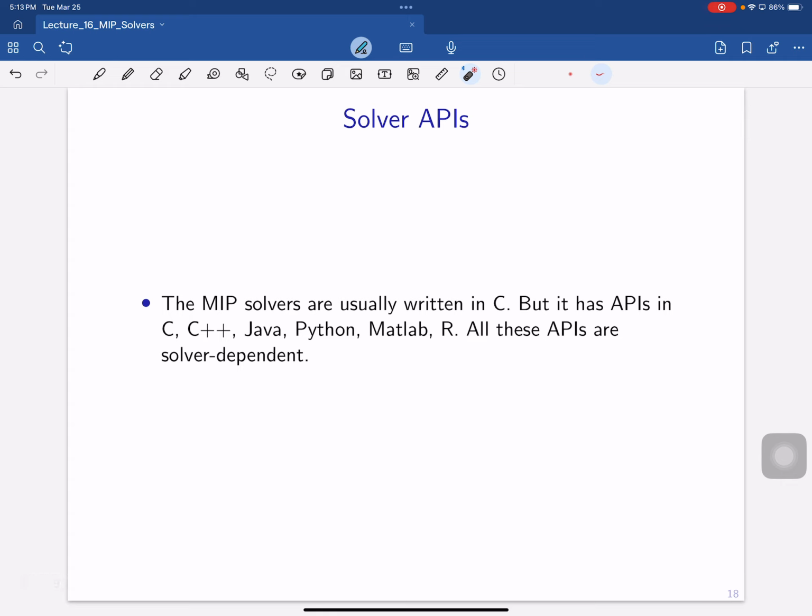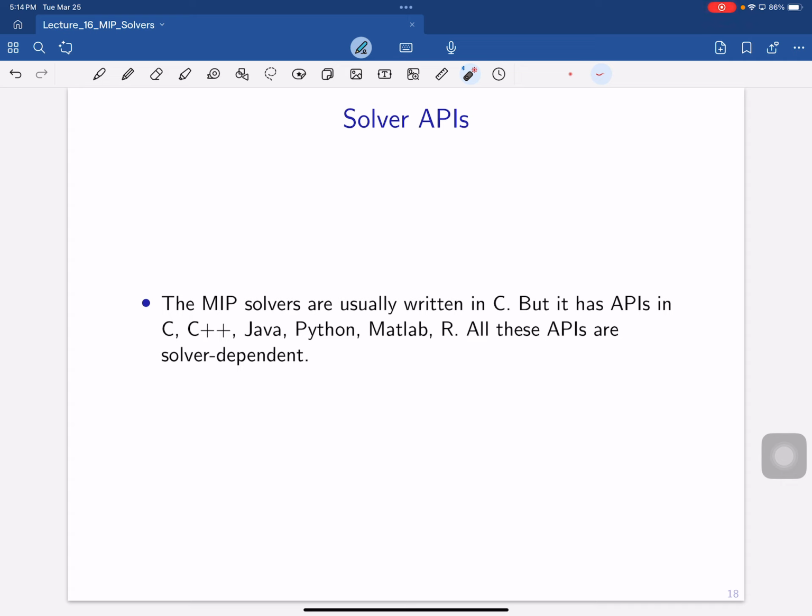There are also solver APIs. So what does API mean here? Well, all the MIP solvers are usually written in a compiled language like C, right? But nowadays, how many people write programs in C? Or are you writing Fortran? Okay, good for you. I guess most people haven't written programs in C for a long time, and there are languages that are easier to write than C or C++. Maybe you prefer to use Python or MATLAB.